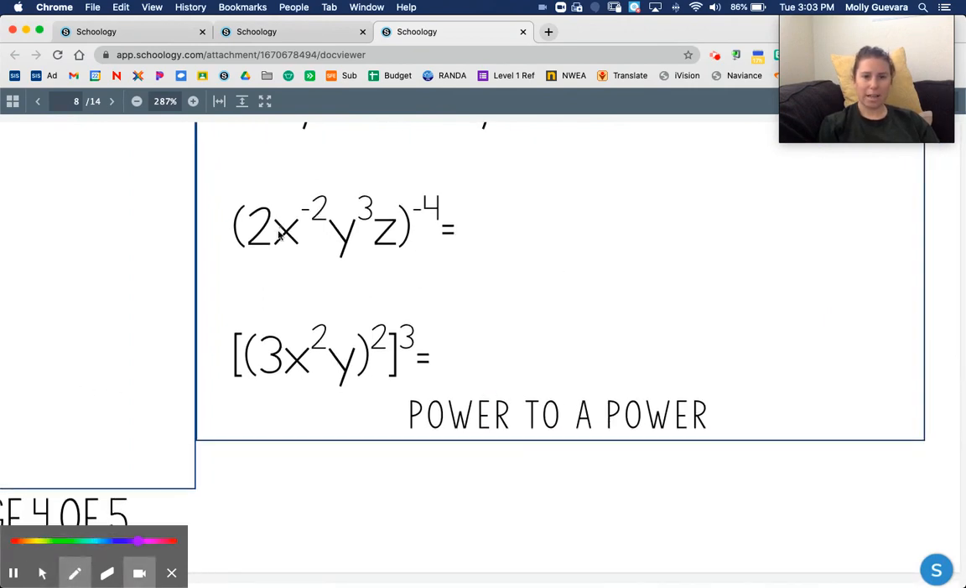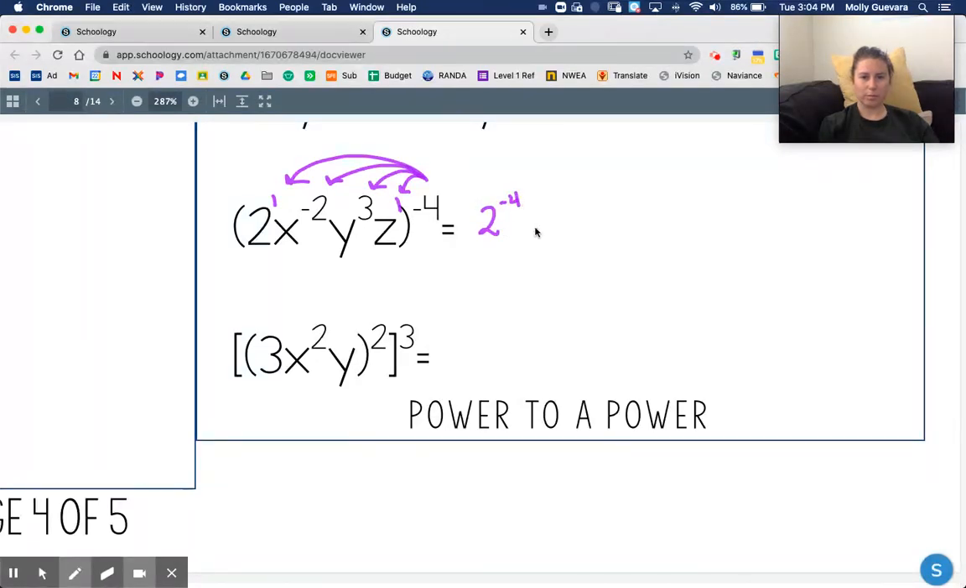Again here, exponent on my 2 is a 1, exponent on my z is a 1. And I'm going to distribute this negative 4. So this gets me 2 to the negative 4. X to the negative 2 times negative 4 is positive 8. Y to the 3 times negative 4 is negative 12. And z to the 1 times negative 4 is negative 4.